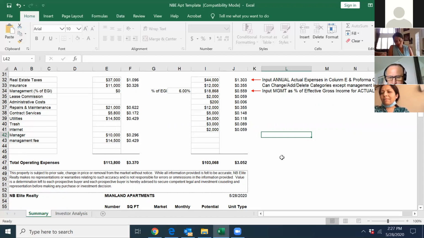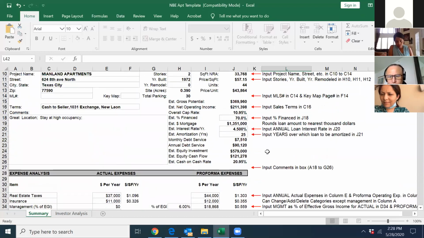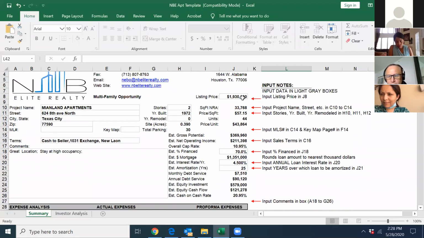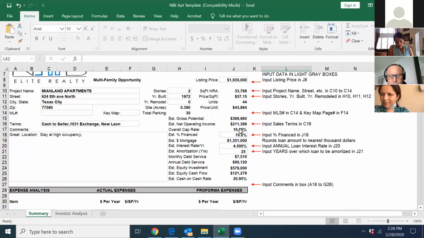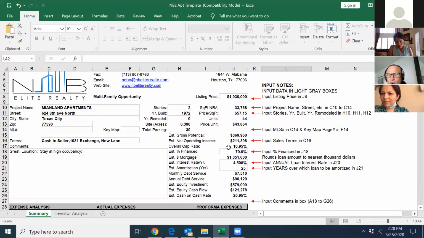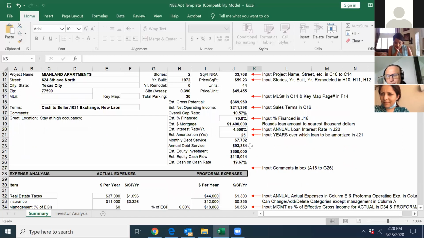So watch this right now, guys. You ready? Look at this. 1.93. Cap rate, 11%. Look at the cash flow. Okay, let's add another $70,000. Let's put $2 million here. Look at the cash flow.